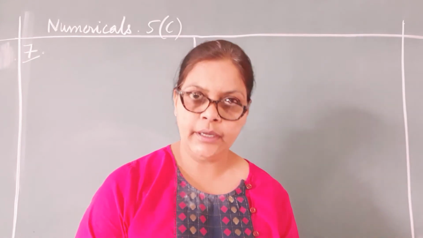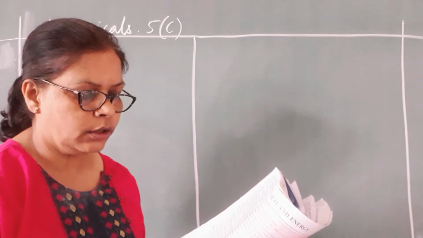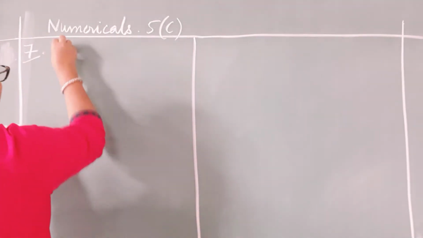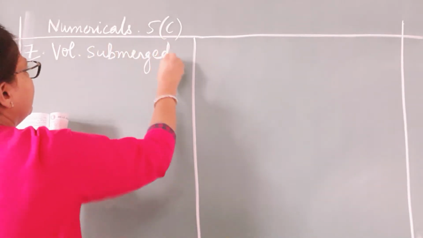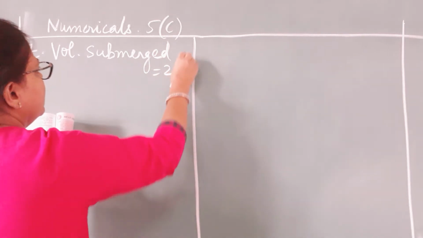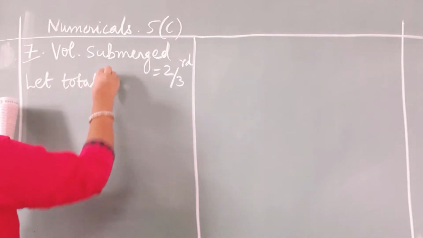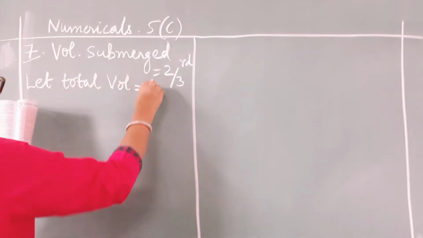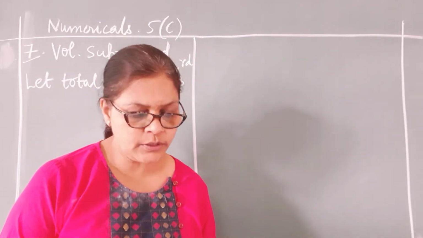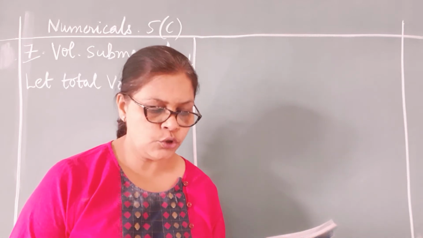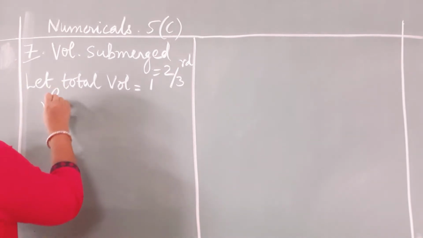Okay children, I am reading out the 7th numerical for you. A wooden block floats in water with 2/3 of its volume submerged. So volume submerged is 2/3. It is given. Let the total volume be 1. Let us suppose the total volume is 1, because they haven't mentioned what's the total volume, and the volume submerged or immersed is 2/3. Calculate the density of wood. So you are supposed to find out the density of wood.